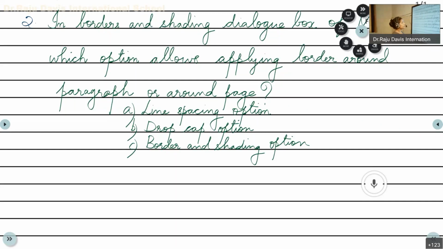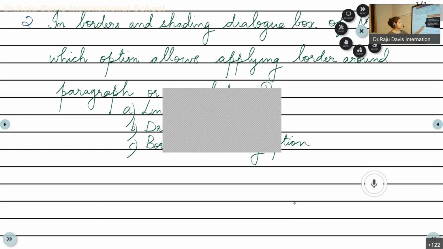Okay, so if you have found out the answer, just make a tick mark with your pencil. I'll read the question once more. In borders and shading dialog box of MS Word, which option allows applying border around paragraph or around page? Option A is line spacing option. Option B is drop cap option. Option C is border and shading option. I'm going to unmute. You can say the answer. Yes. Border and shading.